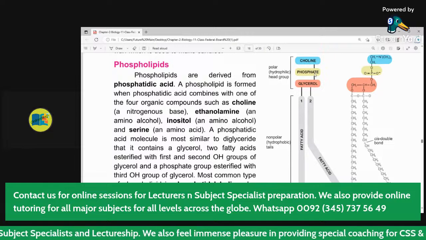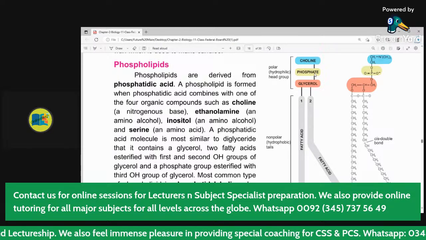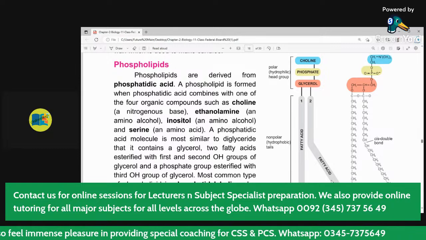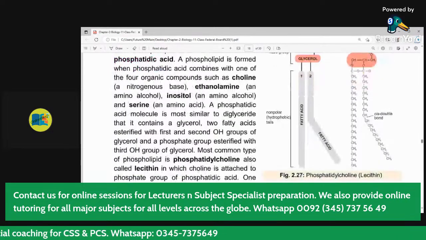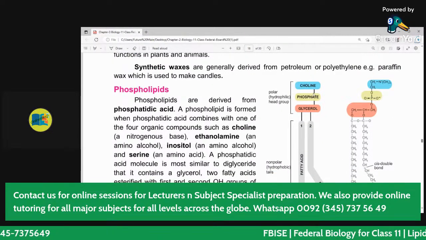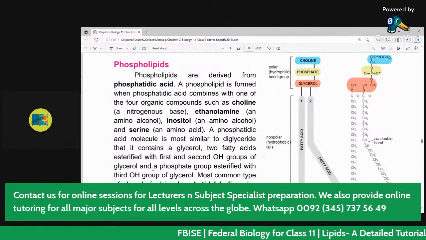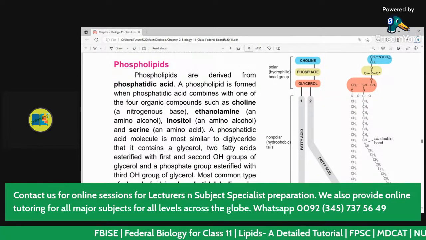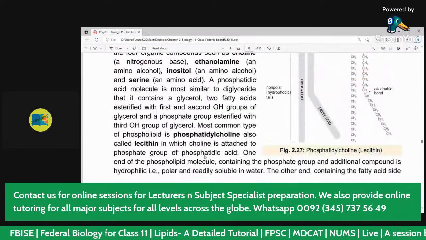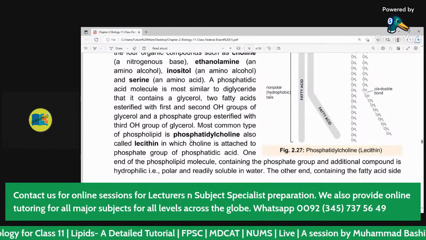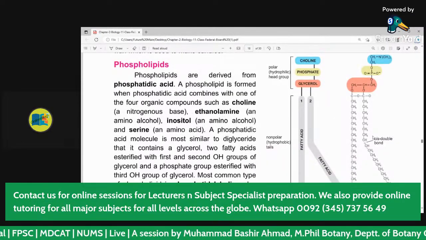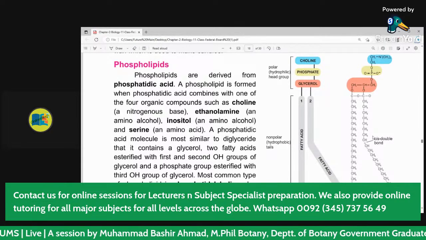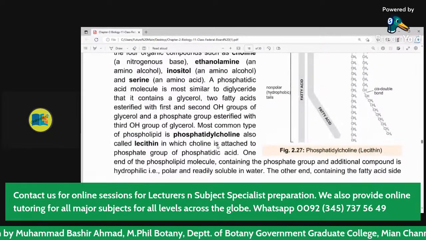This is known as phosphatidylcholine. It is also known as lecithin. At carbon number 3, choline reacts with the hydroxyl group of glycerol, and the phosphate group is esterified with the third hydroxyl group of glycerol. The most common type of phospholipid is phosphatidylcholine, also called lecithin, in which choline is attached to the phosphate group of phosphatidic acid.